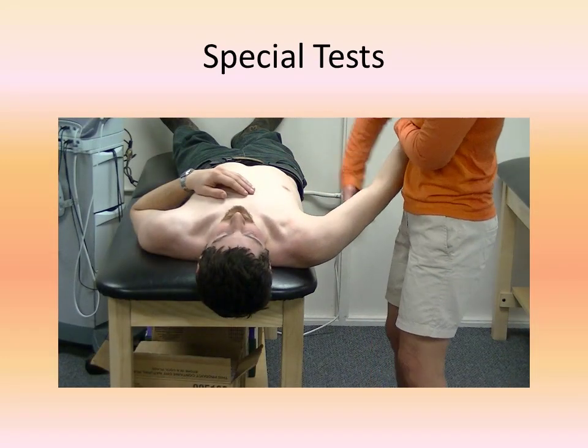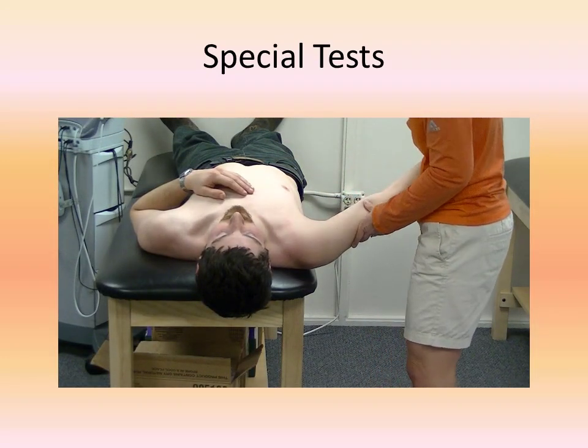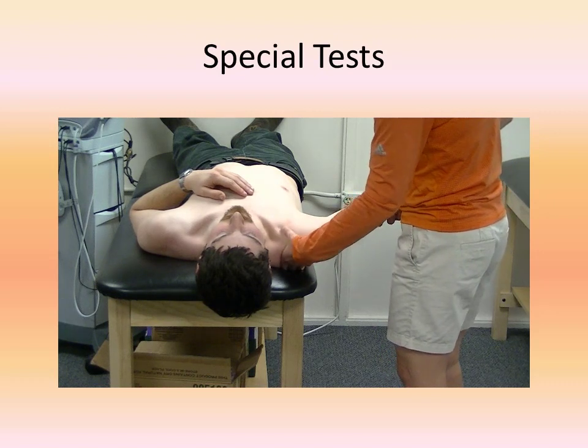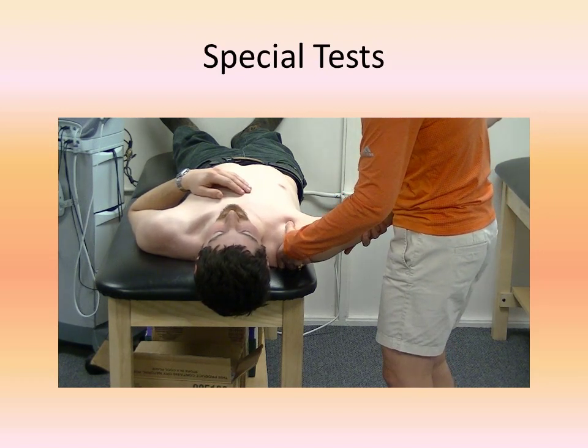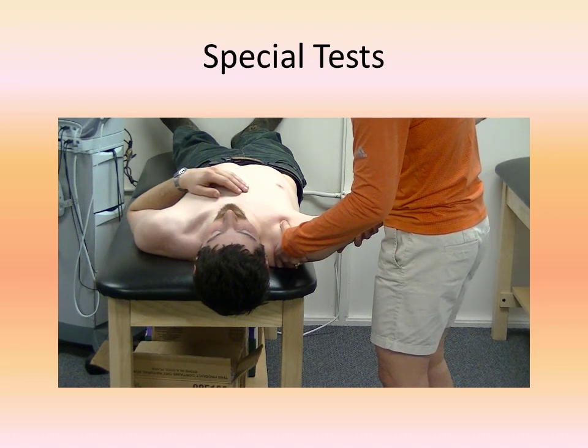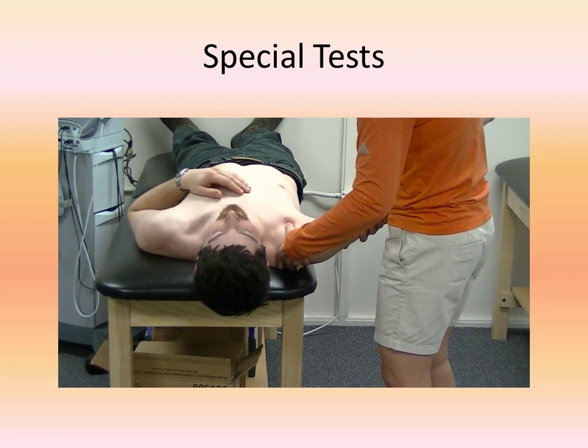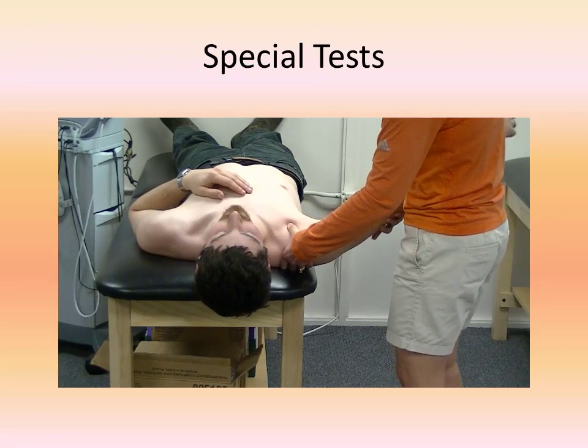In the anterior drawer test, the subject is also supine. The examiner is going to place one hand around the humerus below the surgical neck and use the other hand to stabilize the scapula. The patient must remain relaxed while the examiner passively abducts the glenohumeral joint 70 to 80 degrees, forward flexes 0 to 10 degrees, and externally rotates 0 to 10 degrees.